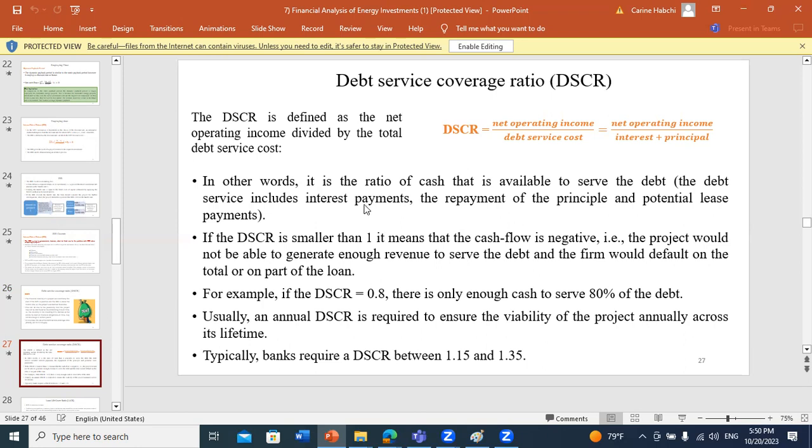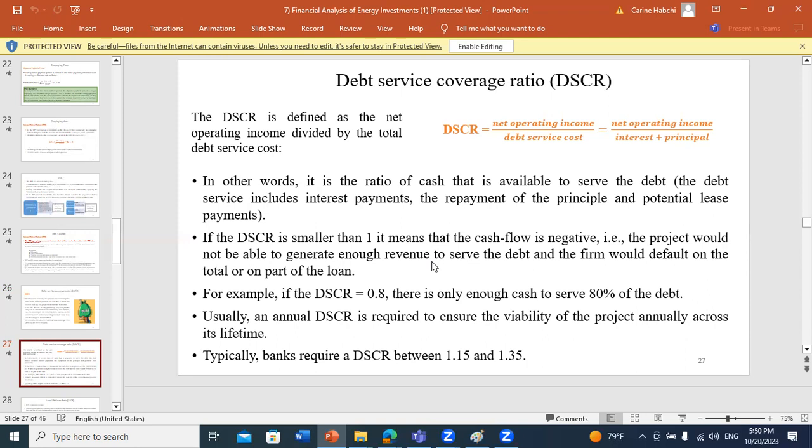So the debt service will include interest payments, the repayment of the principal, and potential lease payments. So you know that you have to pay an amount plus the interest. Okay. So if the DSCR is smaller than 1, it means that the cash flow is negative. The project would not be able to generate enough revenue to serve the debt, and the firm would default on the total or on part of the loan.